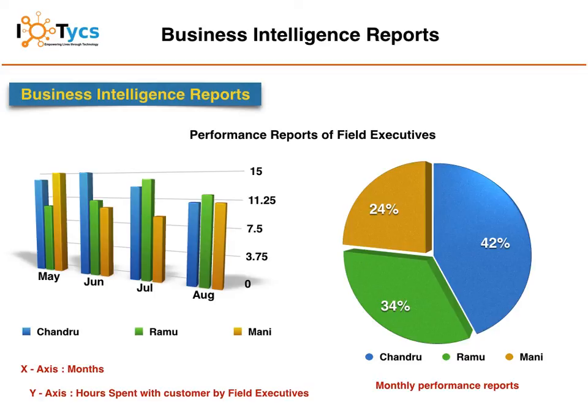Smart Service System also comes with highly interactive dashboards and analytical reports. The one shown here tells us the performance of the field executives over a certain period of time, which can be chosen by the business users. So that's the bar chart, and the pie chart tells you the monthly performance reports, like which sales executive has performed or brought in more revenue out of the total income from the sales team.